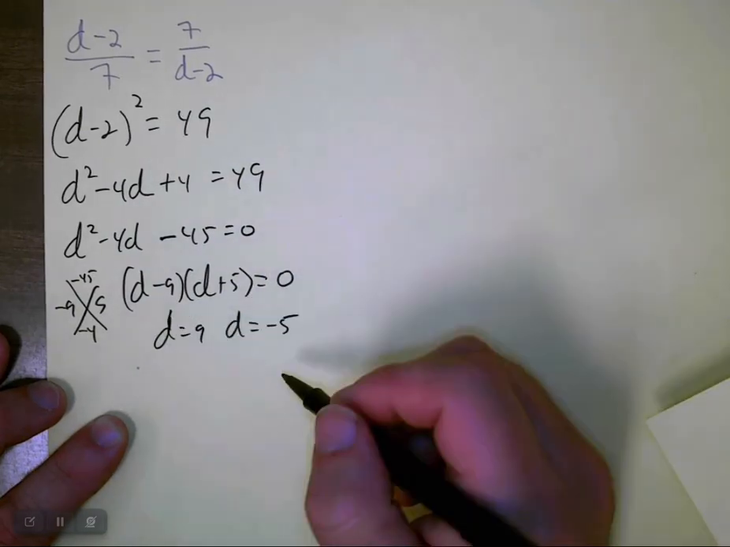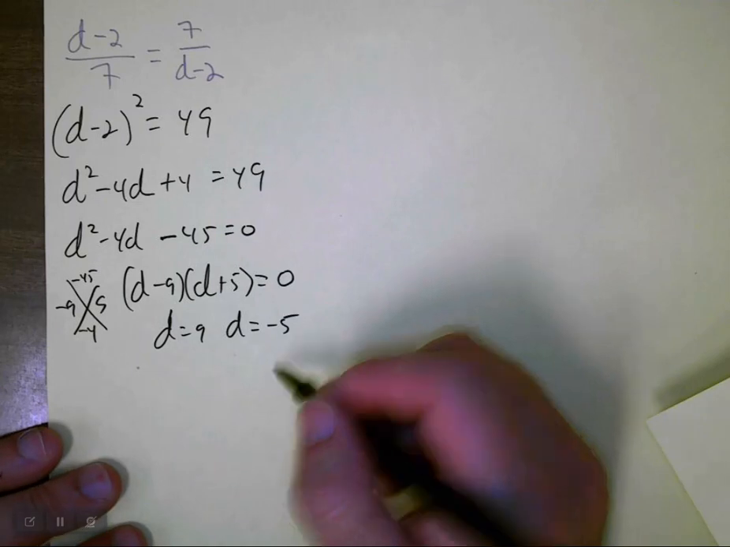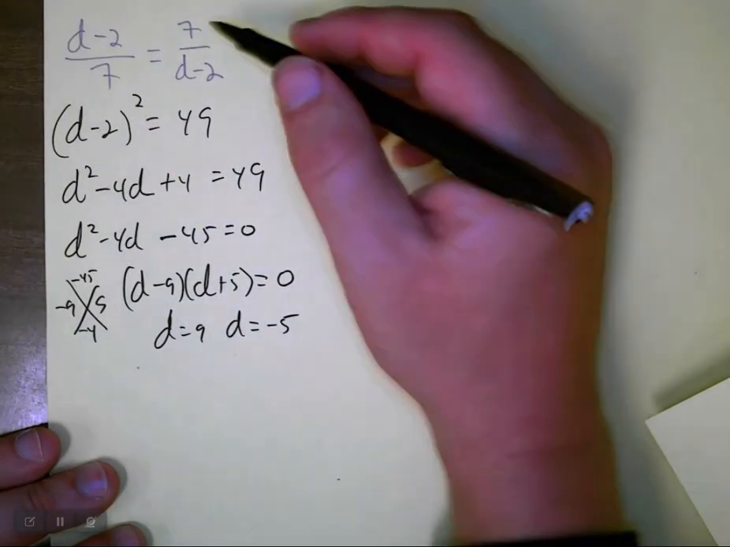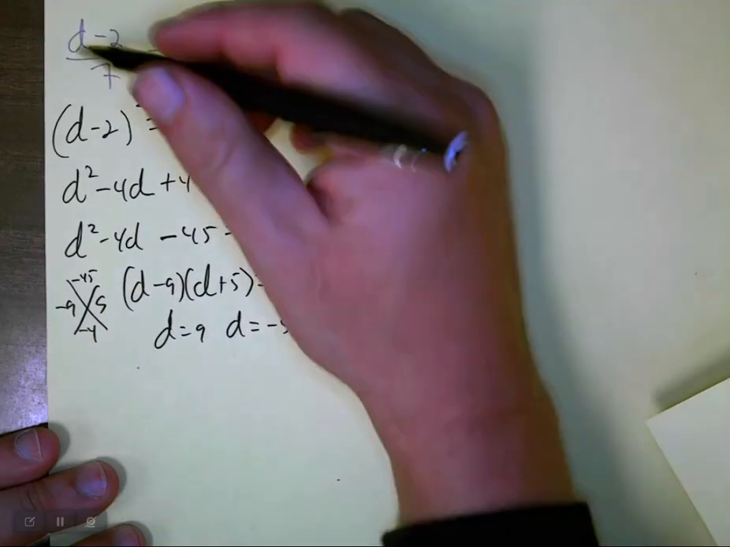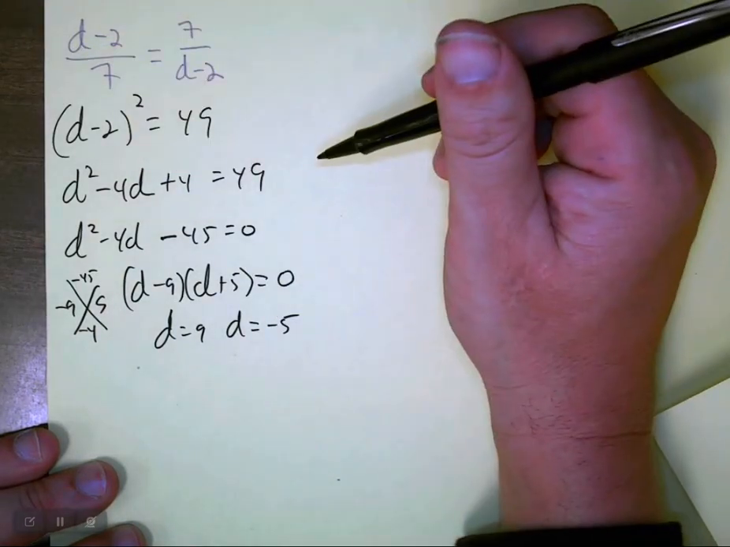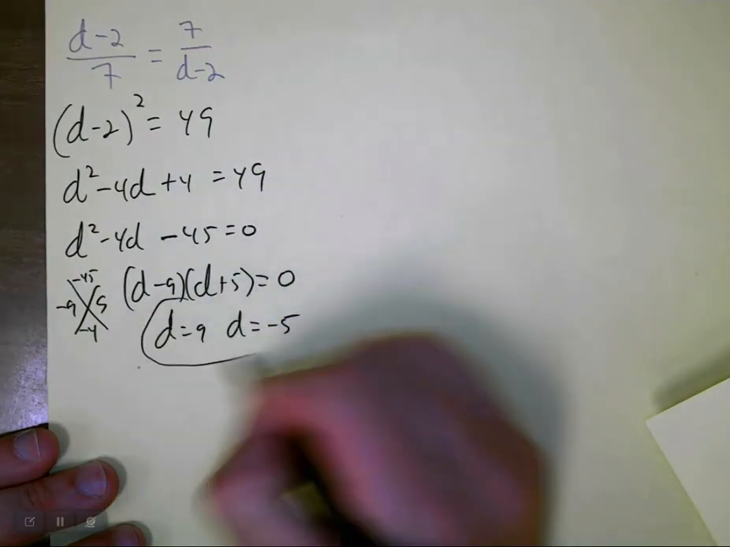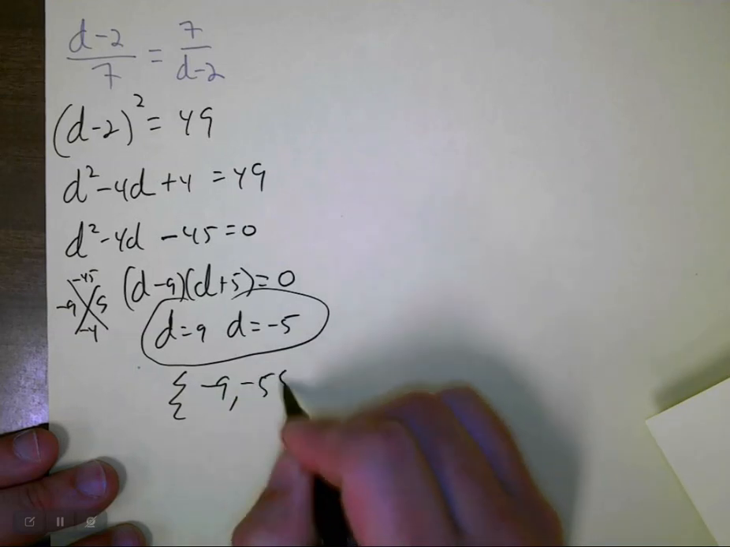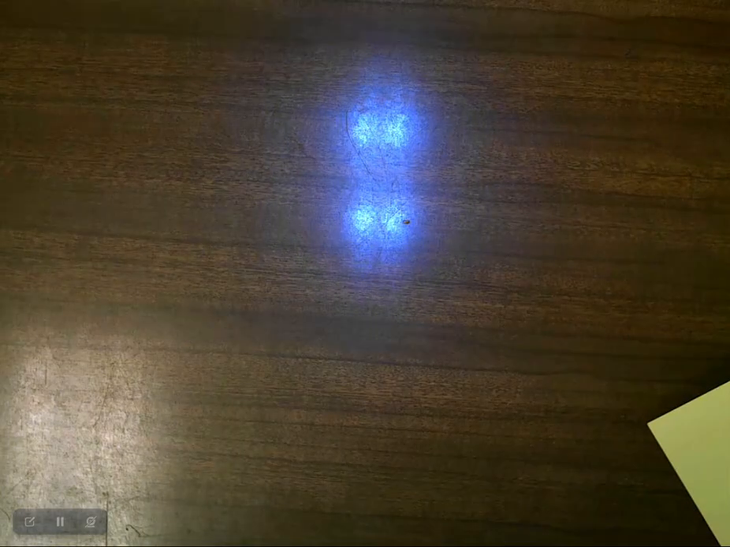So both of these should work. You can double check it, plug it in. 9 minus 2 divided by 7 is 1, and 7 over 9 minus 2 is 1, yep, that works. And then the negative 5: negative 5 minus 2 is negative 7 over 7 is negative 1. Yep, they both work, so both these are good solutions. You could also write it like this, negative 9, negative 5, however you feel is necessary. So that's that one.